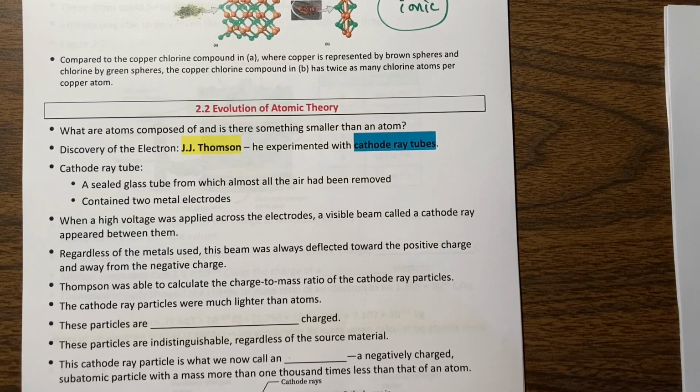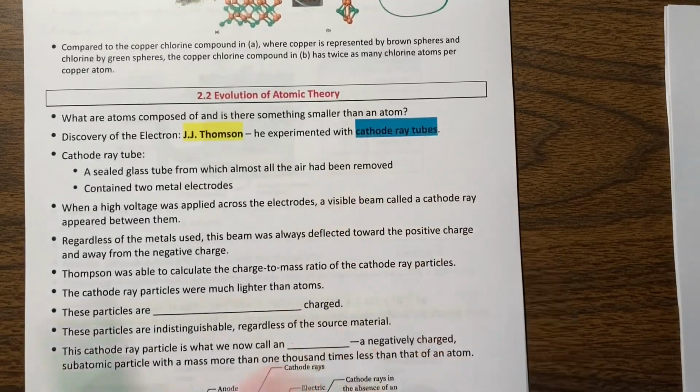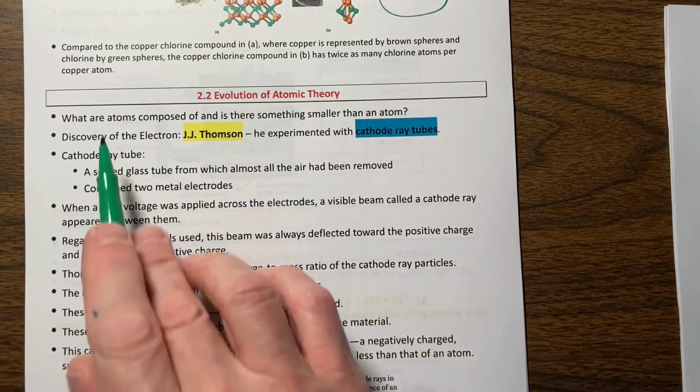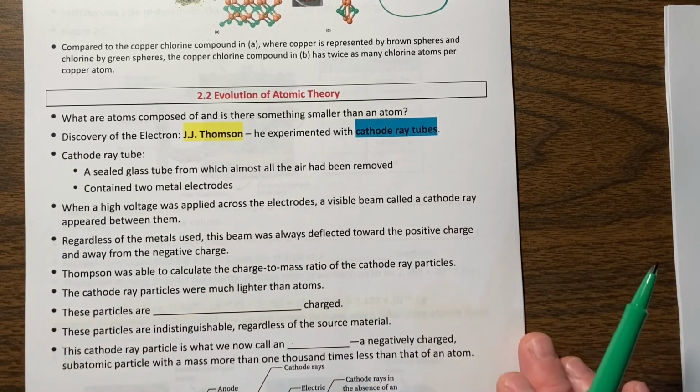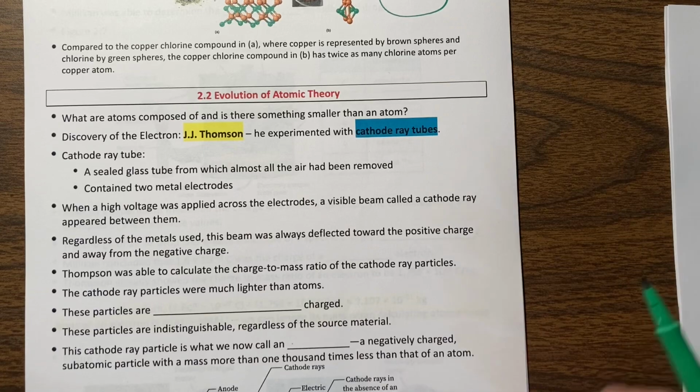So they helped us understand what's within these little spheres. Everybody's heard of protons, neutrons, and electrons, but I want to review with you how they all fit together in atoms. So we're going to talk about what atoms are composed of, and is there something smaller than an atom? Of course there is.